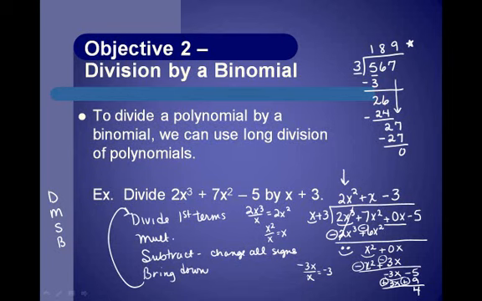Now in polynomials, what we do is we take the remainder and we put it over the divisor and we add it back onto our answer. So our answer for this division problem would be 2x squared plus x minus 3 plus 4 over x plus 3.